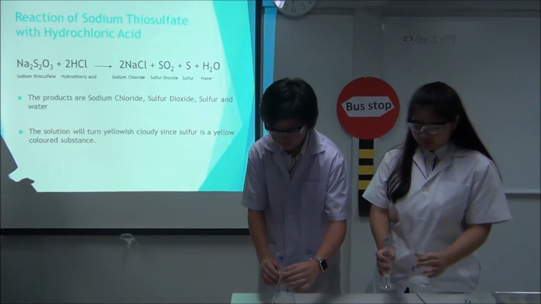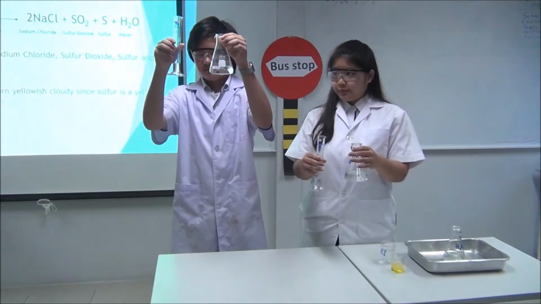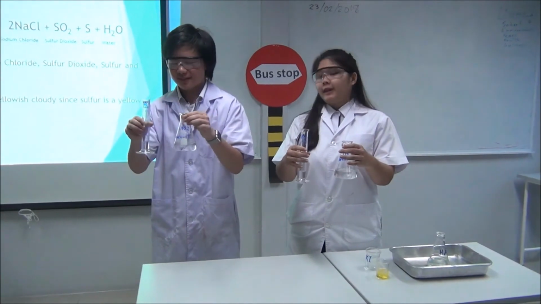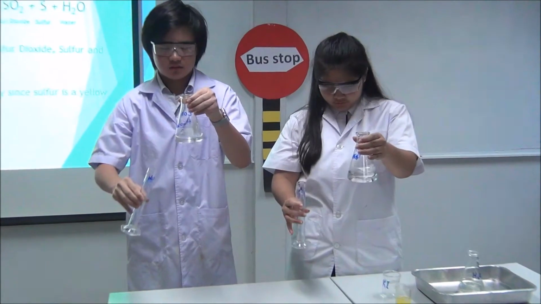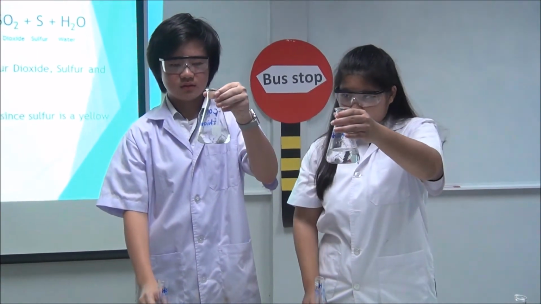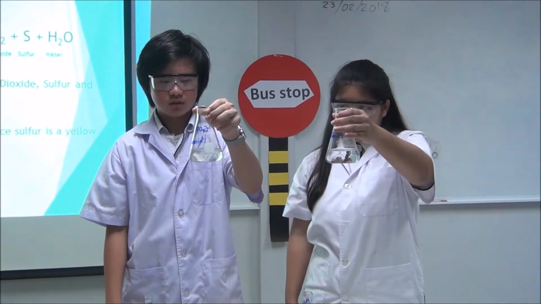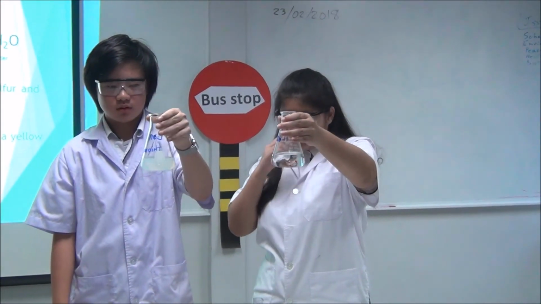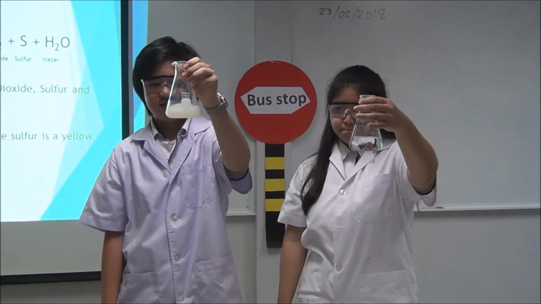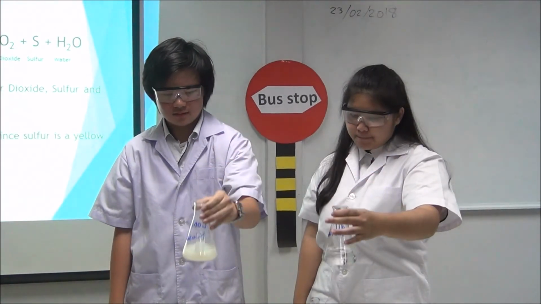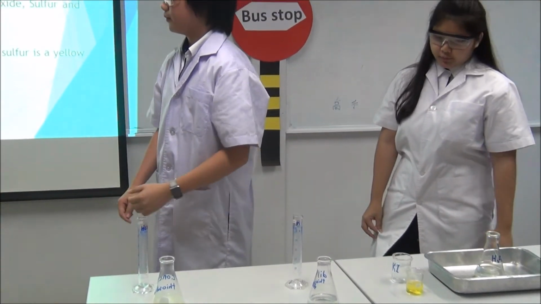Now, Matthew has the solution of thiosulfate with a much higher concentration. So what we should see is Matthew's solution turning yellow much quicker than Primi's. As you can see, Matthew's one clearly was much faster than Primi's just because his solution was more concentrated.